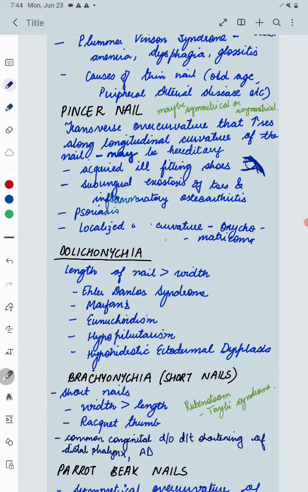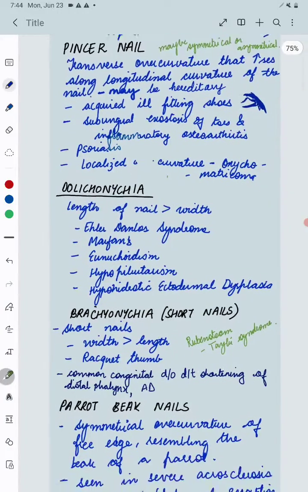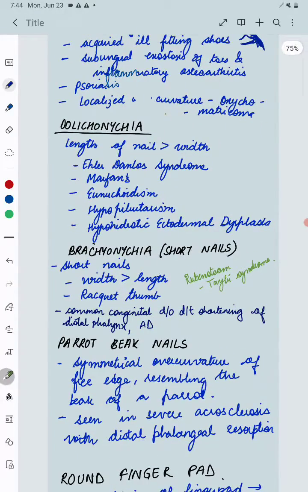It can be due to subungual exostosis. So basically what happens in subungual exostosis is when the nail has a bony outgrowth at the proximal part, then also nails can become pincer shaped. It can be seen in psoriasis, in onychomatricoma and other disorders.